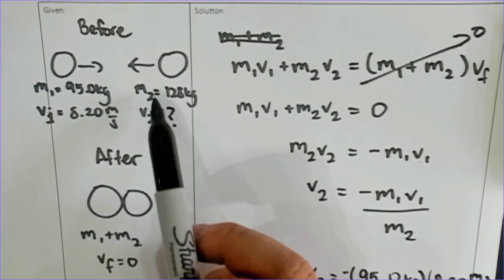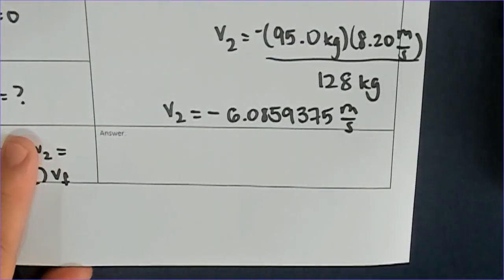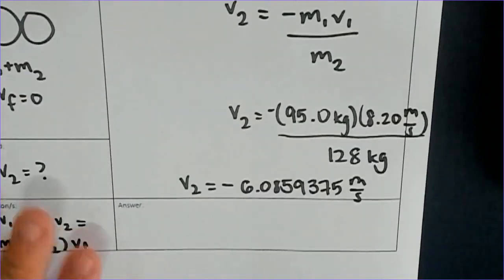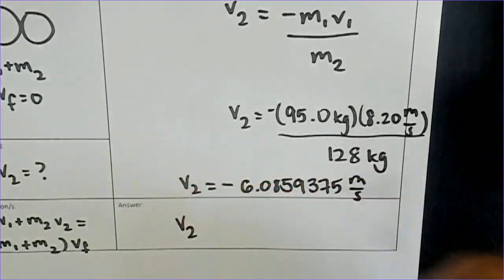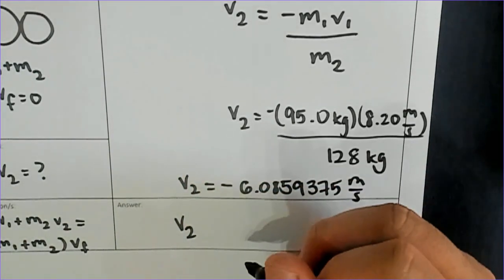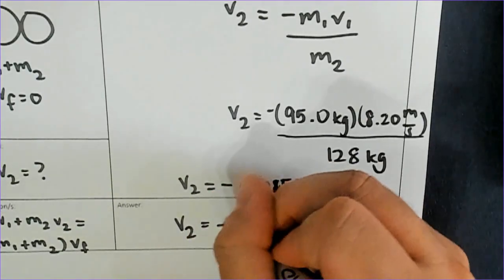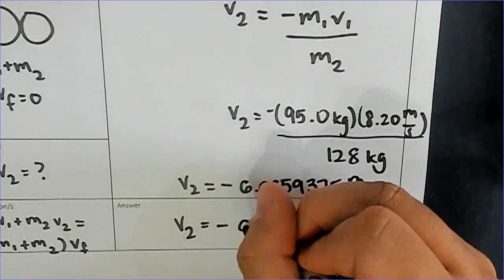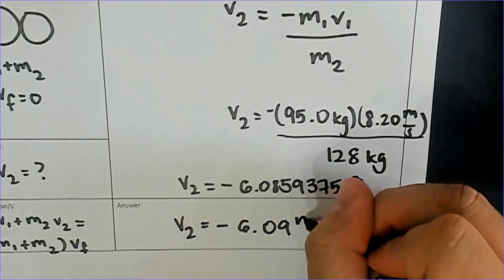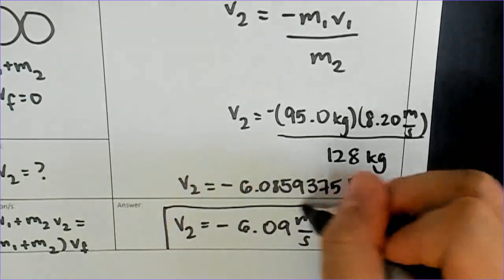The negative makes sense because the defensive tackle is going to the right, which is a negative speed. So V2 is equal to, when considering significant figures, 3 sig figs, negative 6.09 meters per second.